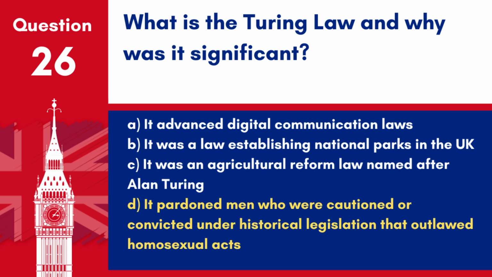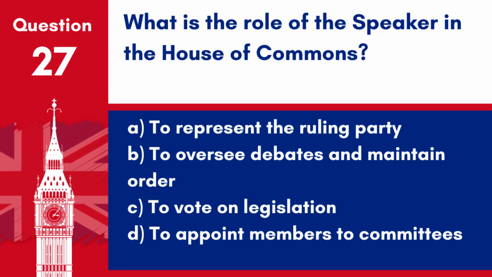Answer. D. It pardoned men who were cautioned or convicted under historical legislation that outlawed homosexual acts. The Turing Law, named after mathematician Alan Turing, who was posthumously pardoned, represents a significant step in correcting historical injustices against homosexual men.